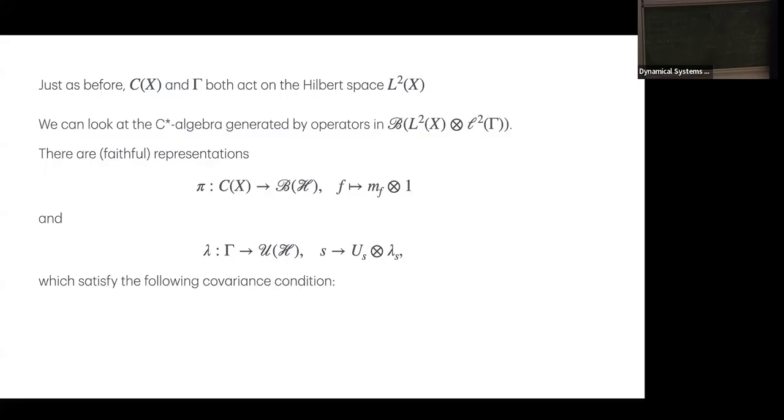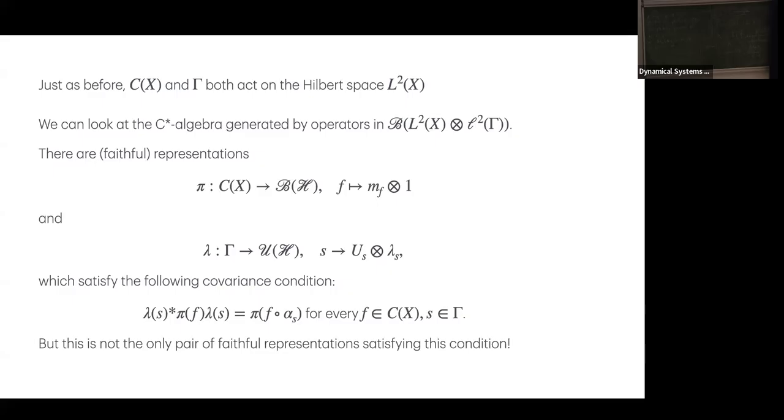These satisfy the following covariance conditions. In B of H, if we conjugate the image of a function by these unitaries, this is the same as first applying alpha s to the function and then applying pi. So again, these are really implementing the action on this Hilbert space.